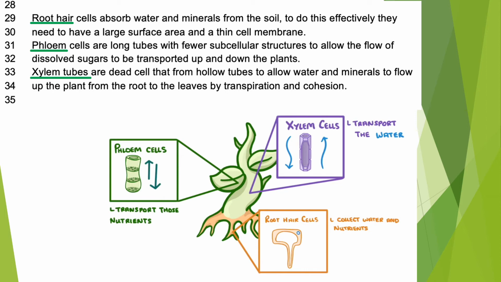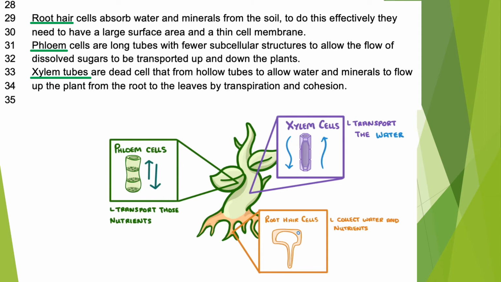Next one is your phloem. Okay. So phloem and xylem actually go hand in hand because they both have a similar job, but they are both specialized in different ways. Phloem cells are long tubes with fewer subcellular structures. So there's your first adaptation, is it doesn't have a lot of organelles. And this allows the flow of dissolved sugars to be transported up and down the plants.